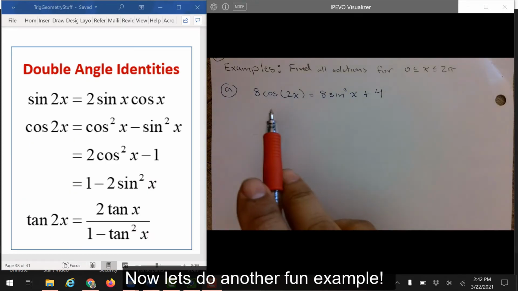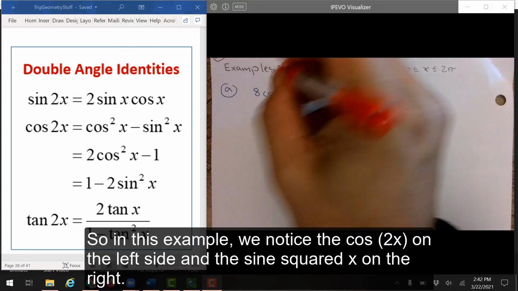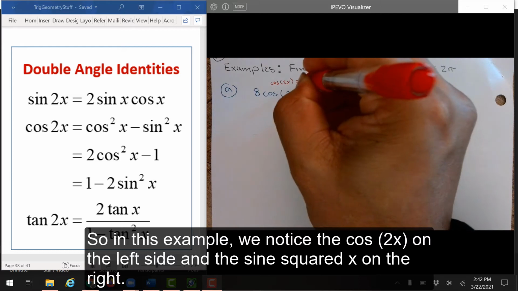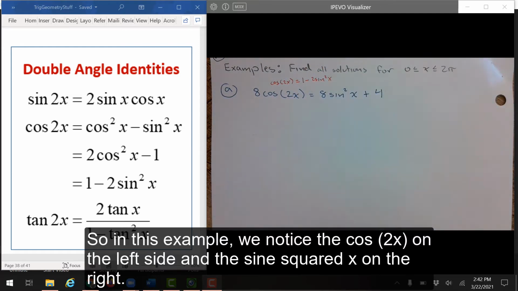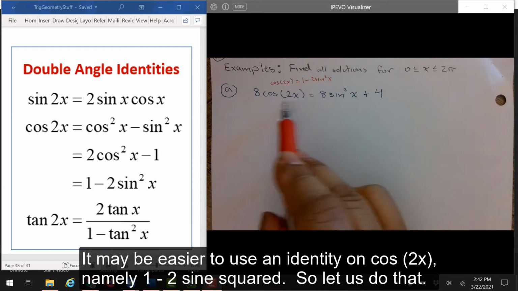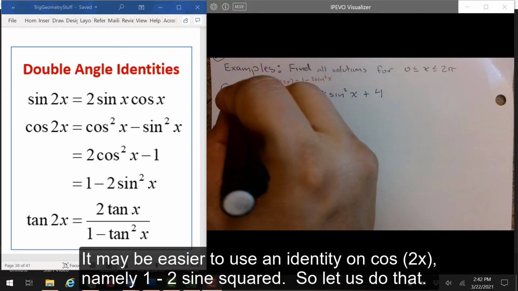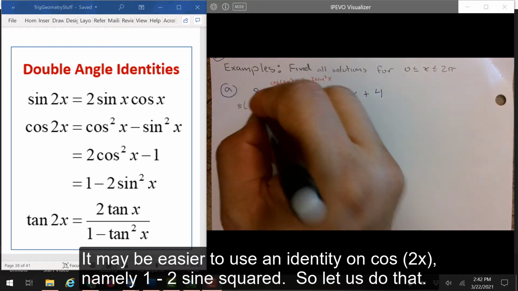Now let's do another fun example. In this example, we notice the cosine 2x on the left side and the sine squared x on the right. It may be easier to use an identity on cosine 2x, namely 1 minus 2 sine squared. So let us do that.